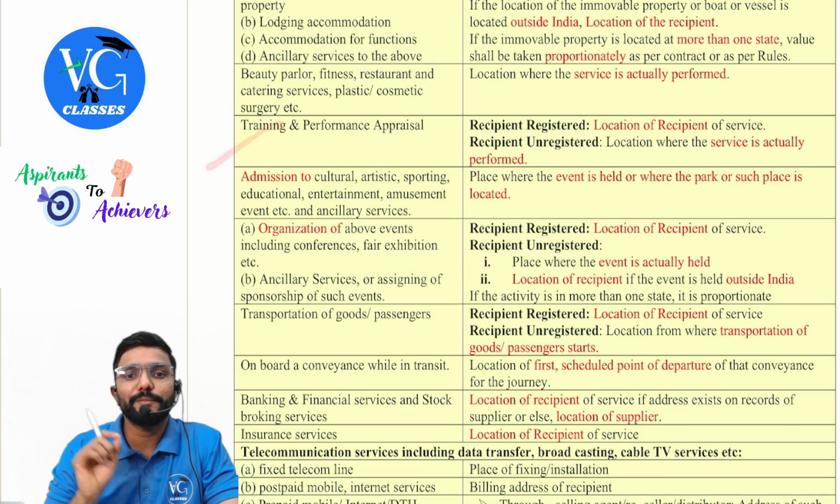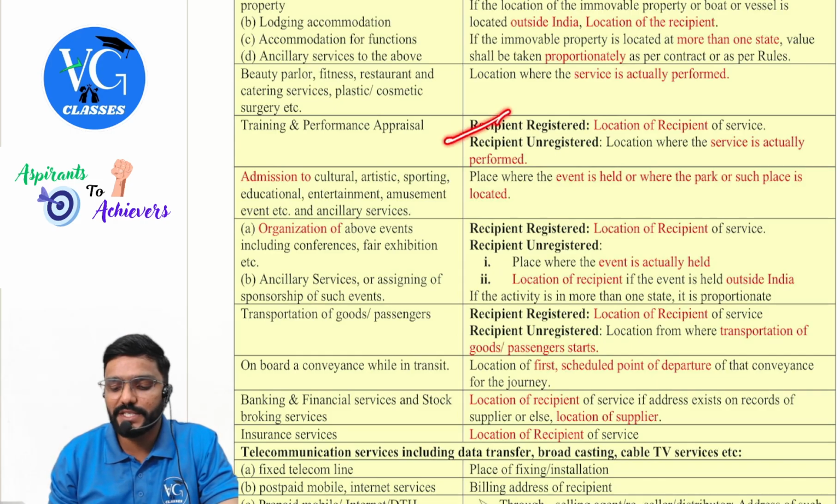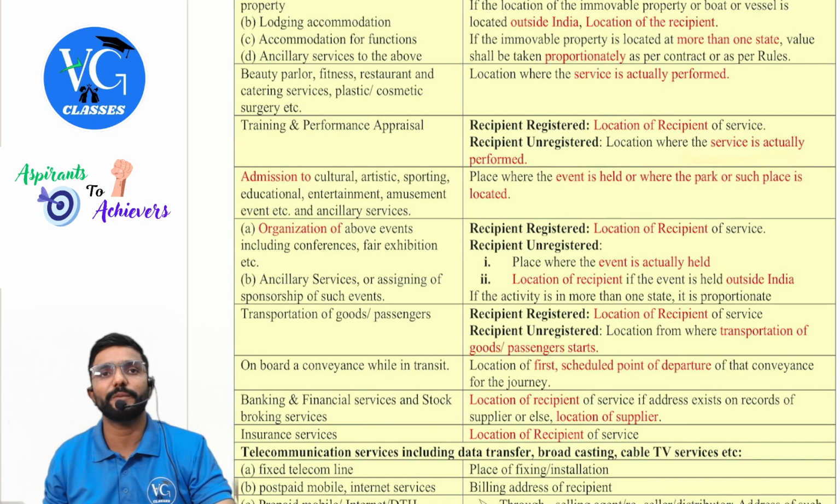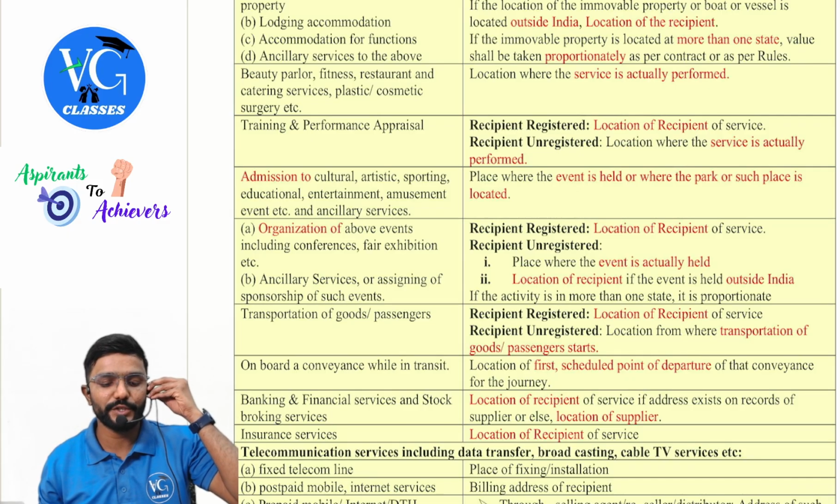Next, training and performance appraisal. If the recipient is registered, the place of supply is the location of the recipient. If the recipient is unregistered, then it is where the service is actually performed.